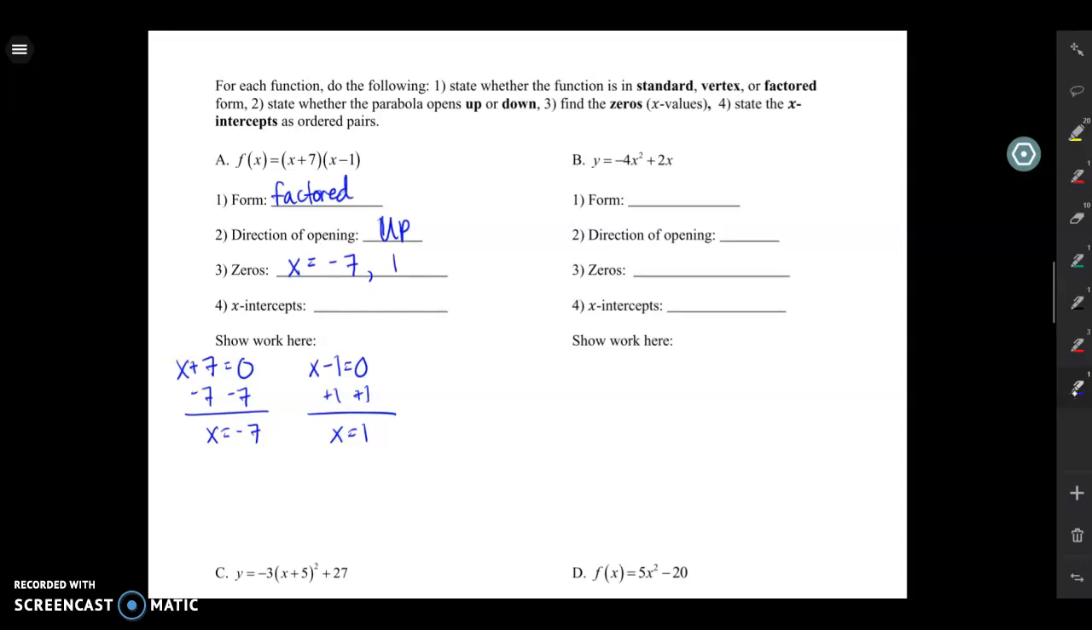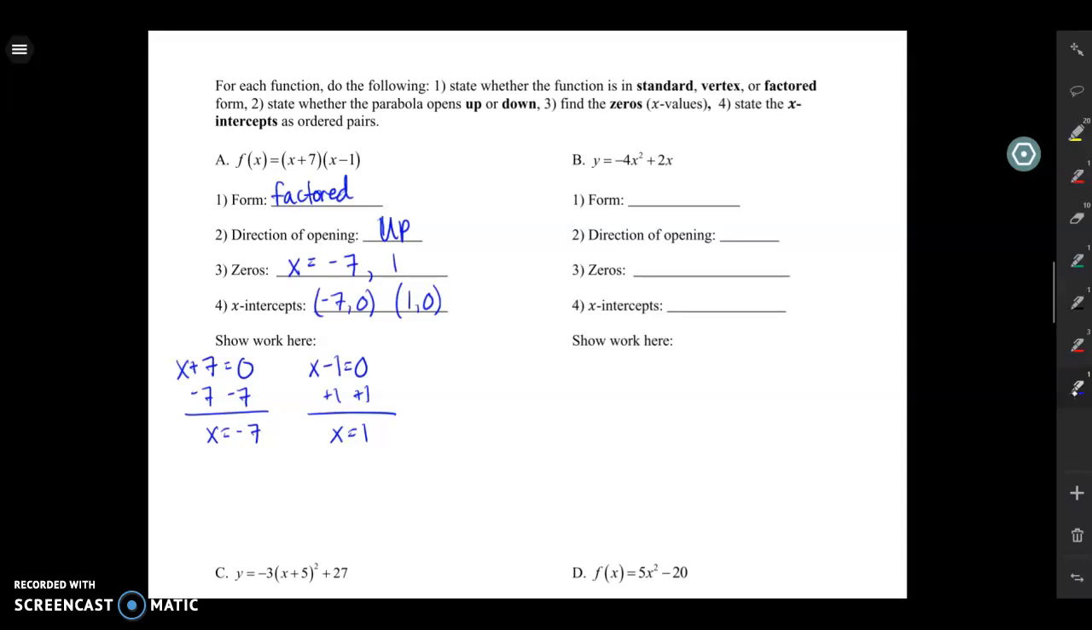Then, since -7 and 1 are both real numbers, I am going to have some x-intercepts. And when I get to the x-intercepts, I want to write these as points. So I know that when I start graphing, those are 2 points that I can actually plot and draw on my graph. All right, so that's how you would handle a problem if it's in factored form.